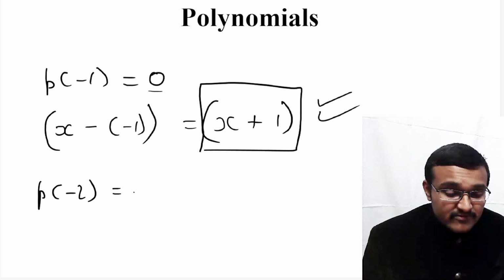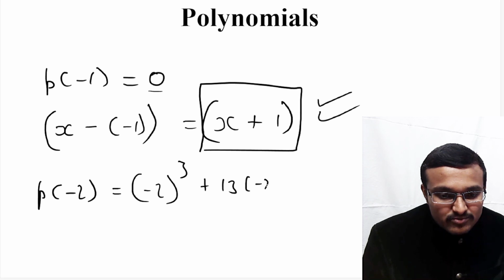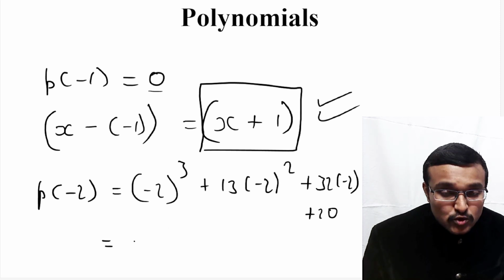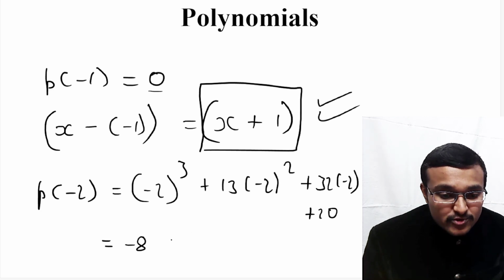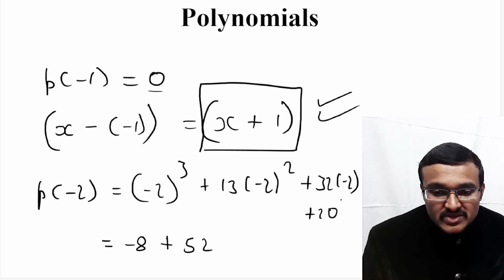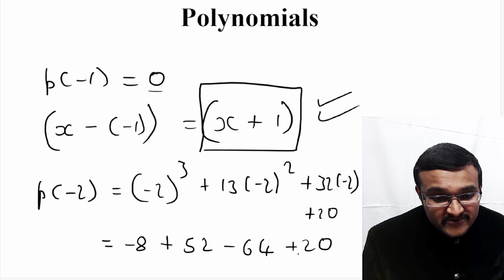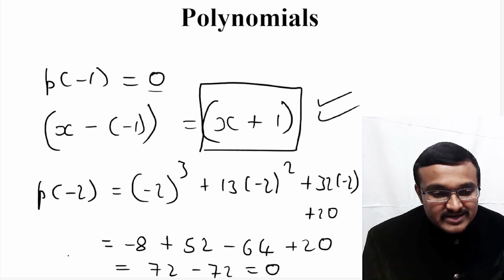Now we'll try to find p of minus 2. So p of minus 2 is minus 2 whole cube plus 13 into minus 2 whole square plus 32 into minus 2 plus 20. When you solve this, minus 2 whole cube is minus 8, plus 13 into minus 2 whole square, which is plus 4. So 13 into 4 is 52. 32 into minus 2 is minus 64, plus 20. Here you can see 52 plus 20 is plus 72, and minus 64 minus 8 is minus 72. So here you are getting 0.